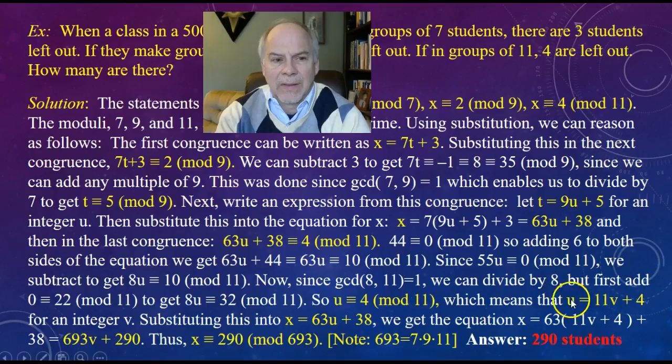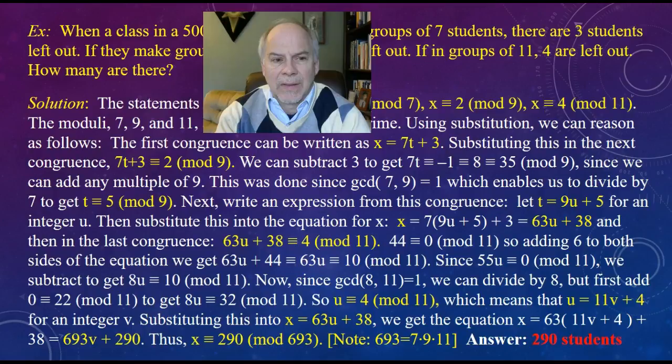So we can divide by 8, but first let's add 22 to the right side because 0 is congruent to 22 mod 11. So if I add 22 to the right side, I get 32. So 8u is congruent to 32 mod 11. And since 8 and 11 are relatively prime, I can divide both sides by 8. So I get u is congruent to 4 mod 11. Okay. So that as a statement is u equals 11v, because the mod is 11, so it's 11 times some quotient plus the remainder of 4.